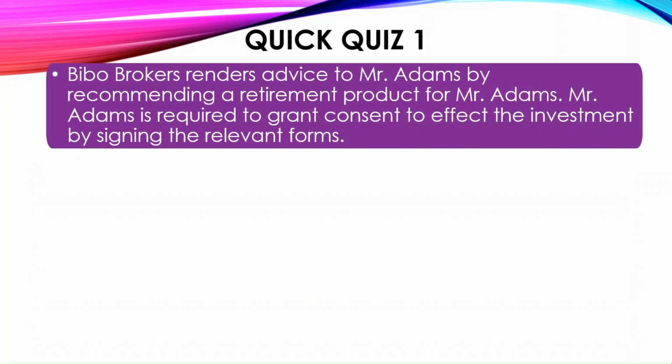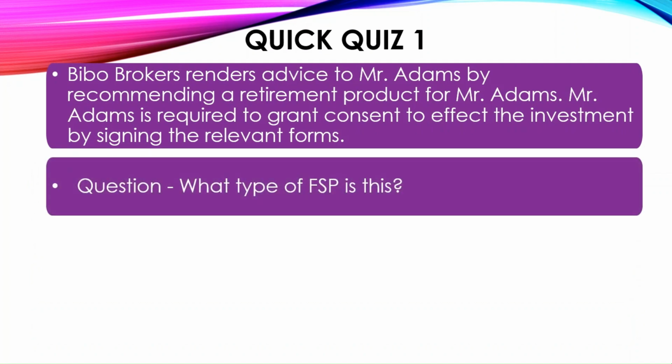So, quick quiz number 1. Vivo Brokers renders advice to Mr. Adams by recommending a retirement product for Mr. Adams. Mr. Adams is required to grant consent to effect the investment by signing the relevant application forms. What type of FSP is this?